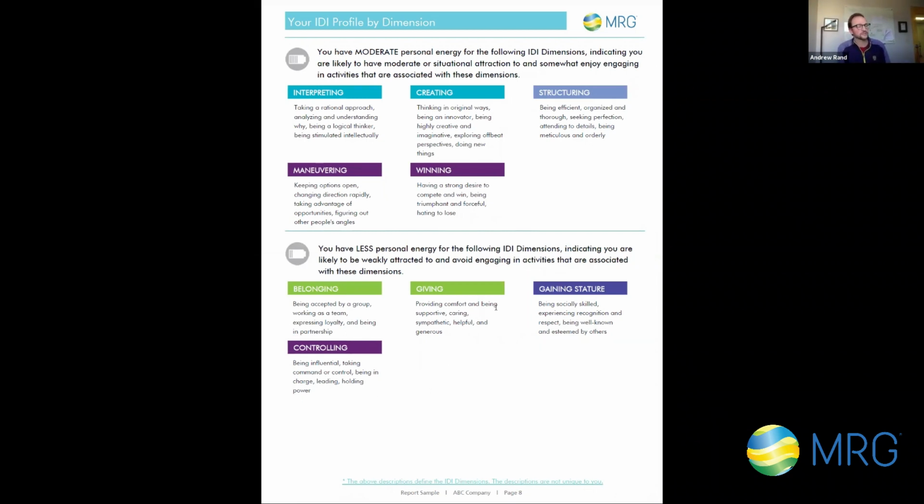But our intent here was to provide a more dynamic way of presenting the IDI dimensions and the participant scores, and to continue to help people understand and interpret their data in a more streamlined way. It's also helpful, I think, to start bucketing this information, right, and paying attention to where individuals may have strong or weak motivations.